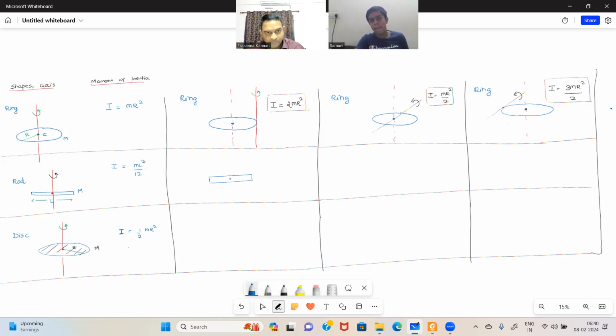For the rod, if you see at least one variation, that's enough, because the rest of it is similar. So instead of the axis being here, the axis is at one of the corners. In this case, the moment of inertia will be ml square by 3.